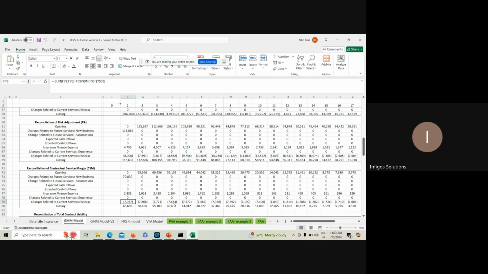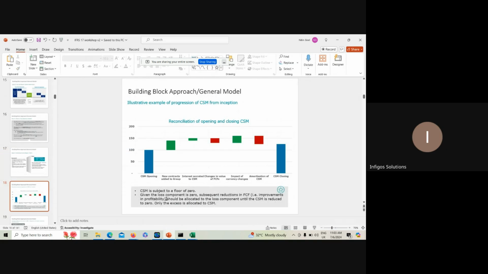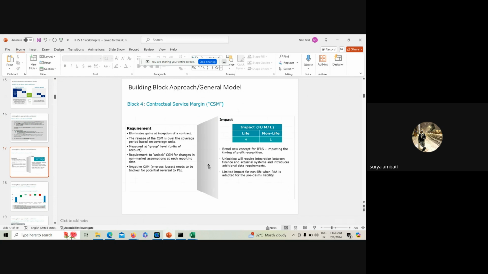Is that okay? That is okay, but I have one more doubt, Nitin. Can you please open the PPT which you have shown? So this is contractual service margin, right? And you said this is going to release or start spending after service is provided.